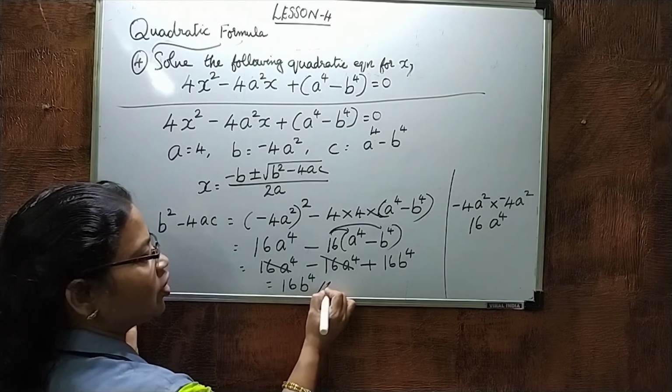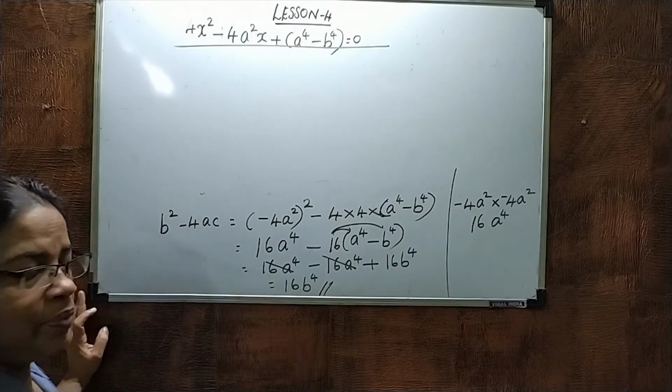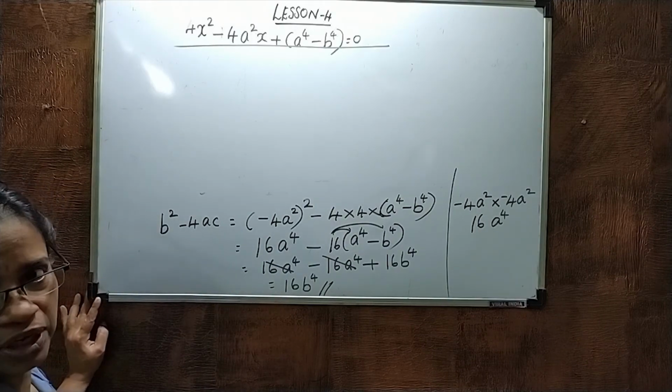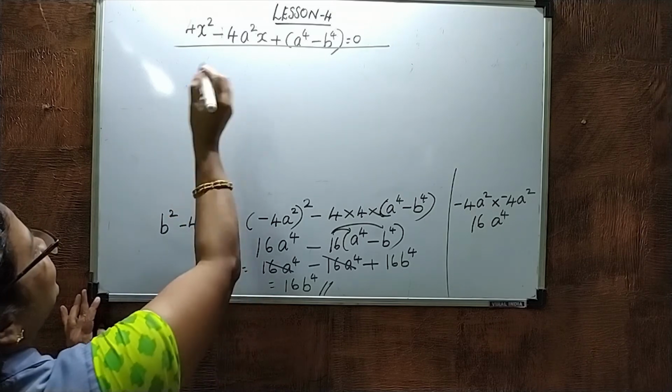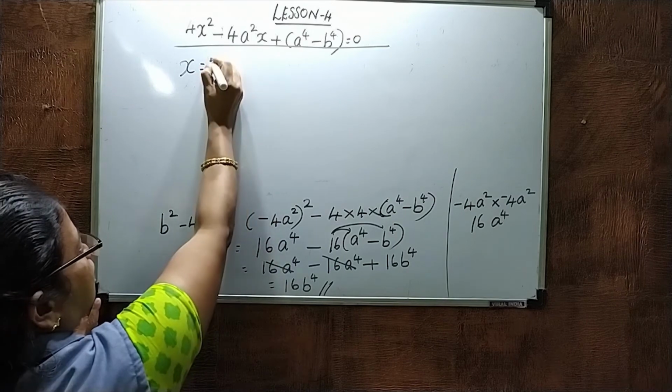Right? Now, what you have to do then? You have to find out the value for x. b square minus 4ac, you got 16 b raised to 4. Then, what is the next one? x is equal to negative b. What is negative b?